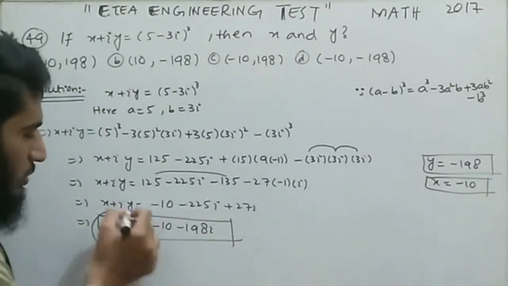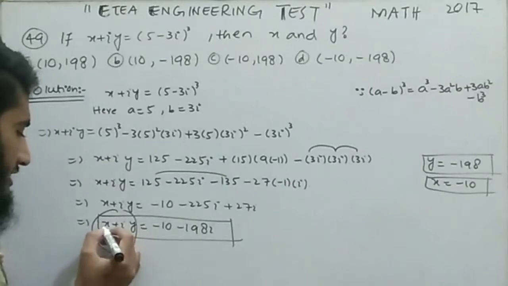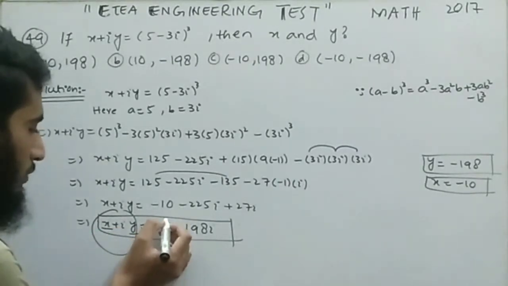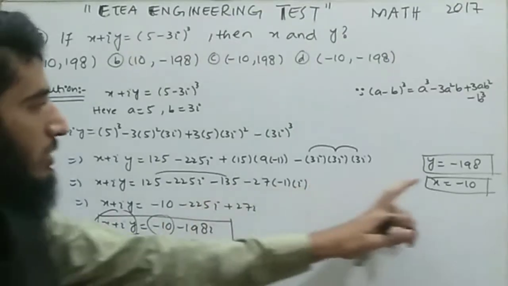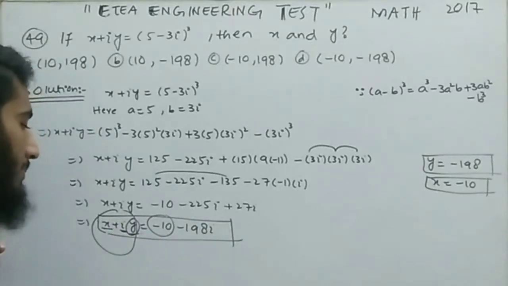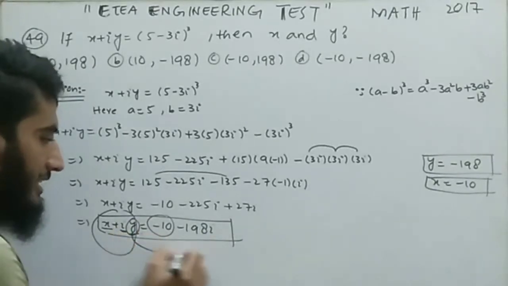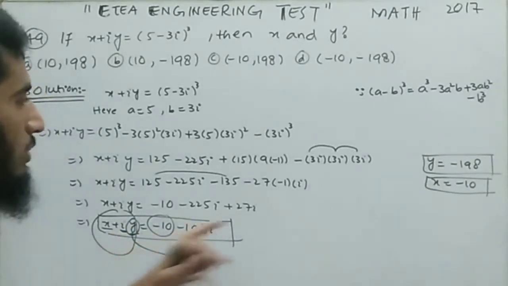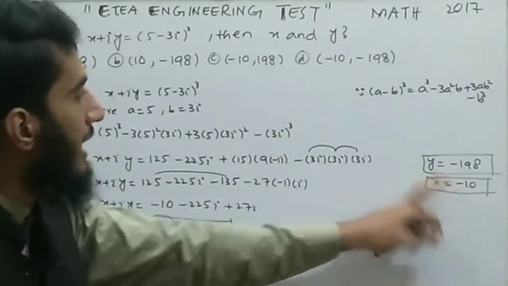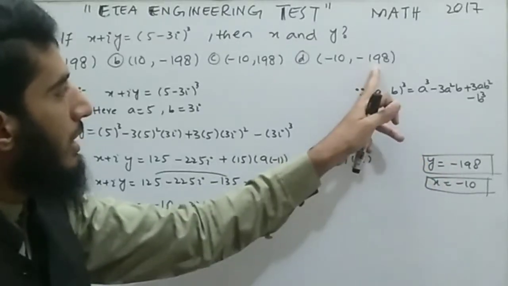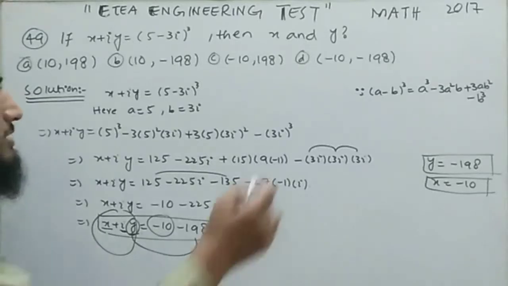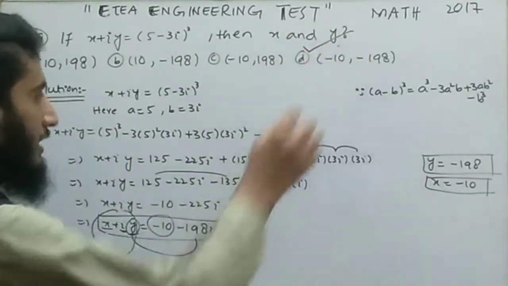Now look over here. x plus iota y is a complex number. This x is called the real part and this y is called the imaginary part. So over here the real part is negative 10, which is equal to x. So x is negative 10. And the coefficient of iota is called the imaginary part, which is y over here, and on this side we have negative 198. So the value of y is minus 198. So x is minus 10 and the value of y is minus 198. It means the correct option for MCQ number 49 is option number D.